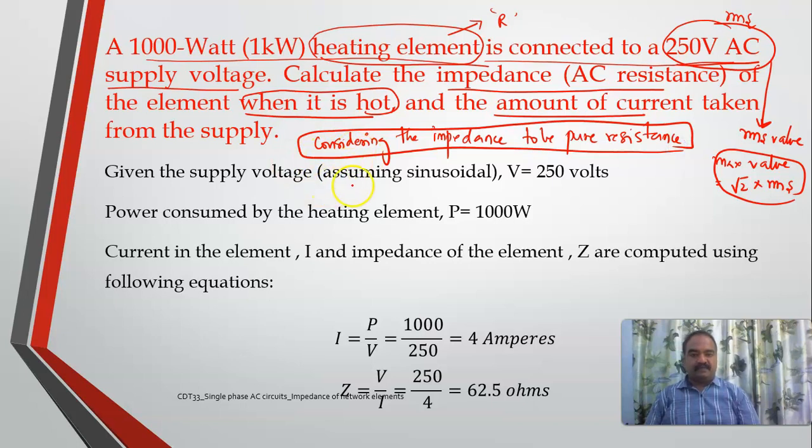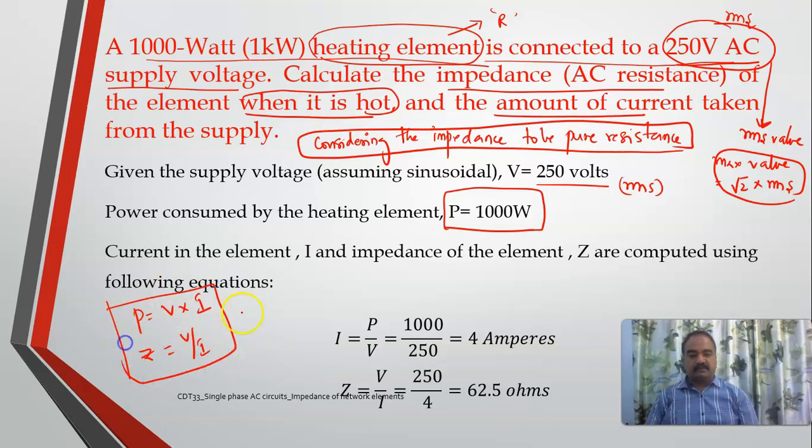Now, what is the given supply voltage? Assuming a sinusoidal, 250 volts, and this is RMS value. And what is the power consumed? This is also given, 1000 watts. Now, what is the current in the element? You do have two formulae. What is power? Power is equal to voltage into current. Or if I do V by I, I will get impedance.